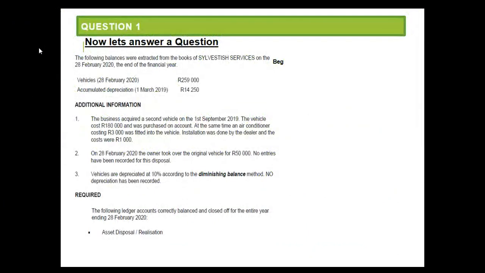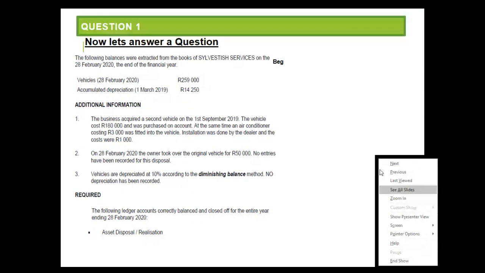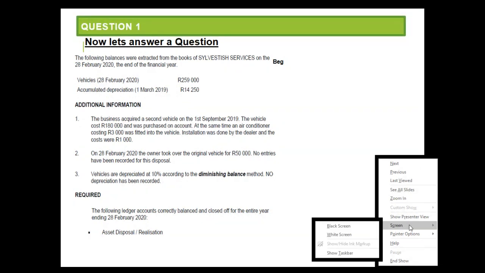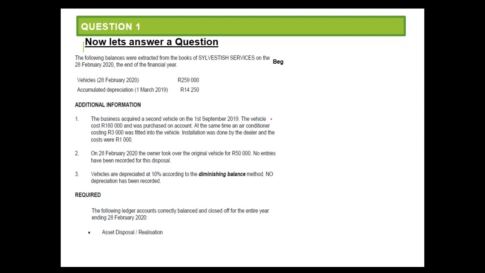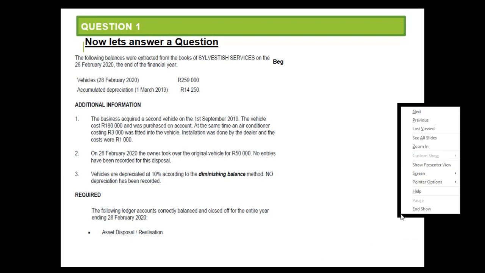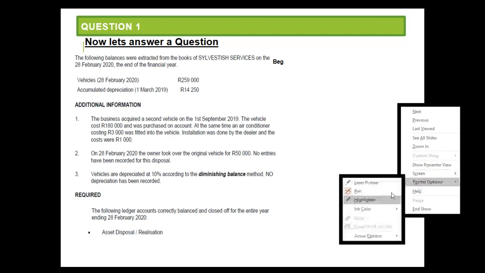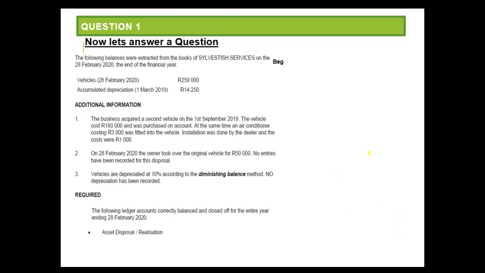Here's a question. I just want us to look at this question. This question, as you can see, is for the books of Sylvester Services. So we are going to try and analyze these books. Okay. So we need to make sure that we highlight the information so that we can understand better. Okay.